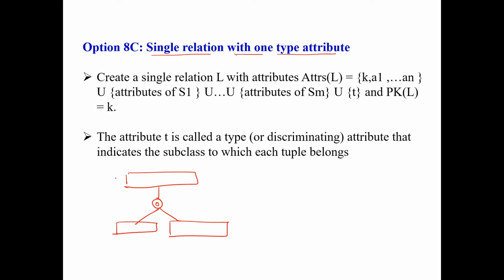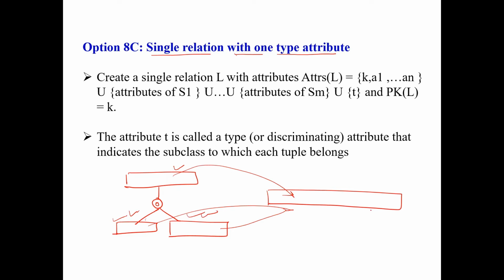Single relation means, for example, this is a superclass-subclass relationship. Then instead of creating three relations, or instead of creating only two relations, we create only one relation by adding all the attributes of the superclass, all the attributes of the subclasses, and one more additional attribute that we have to add, that is called the type attribute. So here it is written: one type attribute, only one type attribute we have to add.